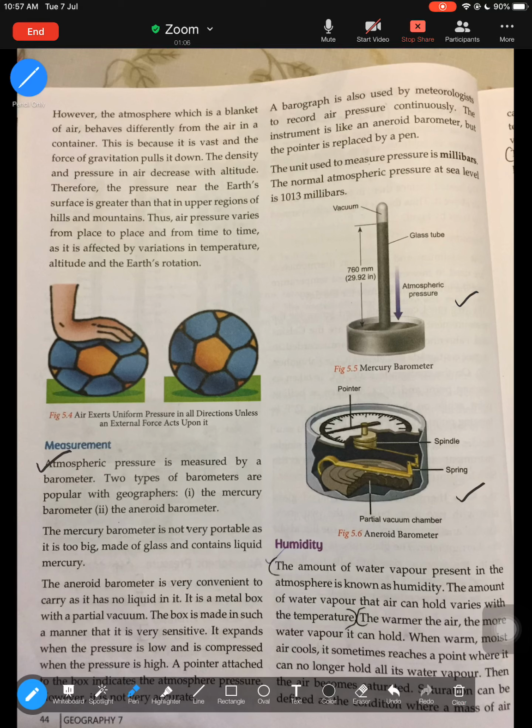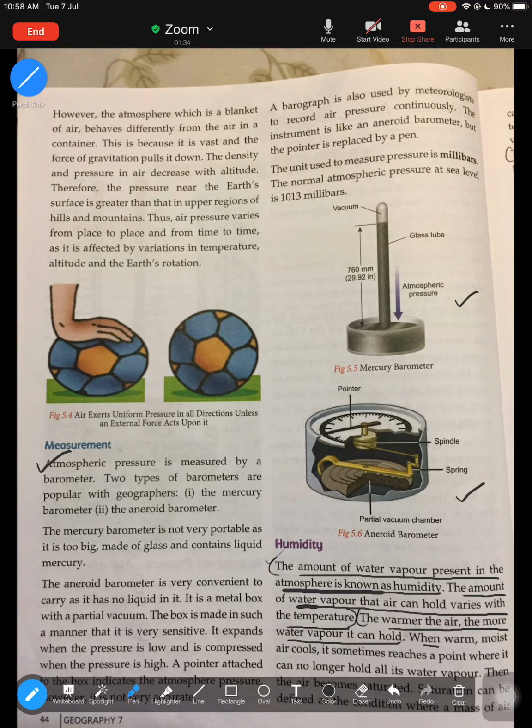So let us begin. Now, what is humidity? Please underline: the amount of water vapor present in the atmosphere is known as humidity. So, the amount of water vapor or the moisture that is present in the air is known as humidity. Now, the amount of water vapor that the air can hold varies with temperature, meaning the warmer the air, the more water vapor it can hold. So, always remember, warm air can hold more water vapor than cold air.